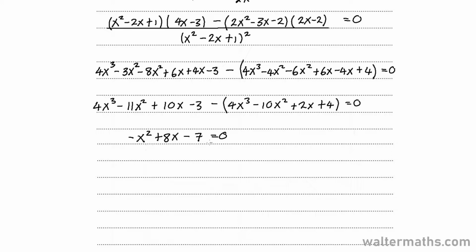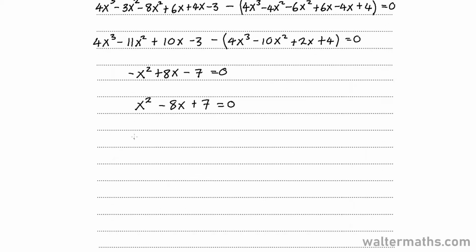Now, if we divide all the terms by -1, we'll be having x squared minus 8x plus 7 equal to 0. And this can be simplified. And if we factorize this, we get x minus 7, x minus 1 within the brackets, which therefore means that x comes out equal to 7, or x comes out being equal to 1.